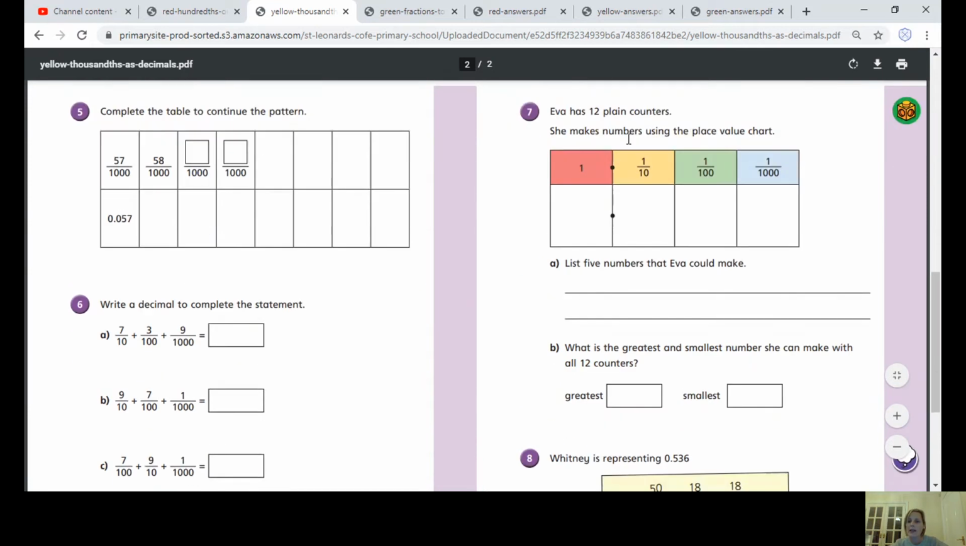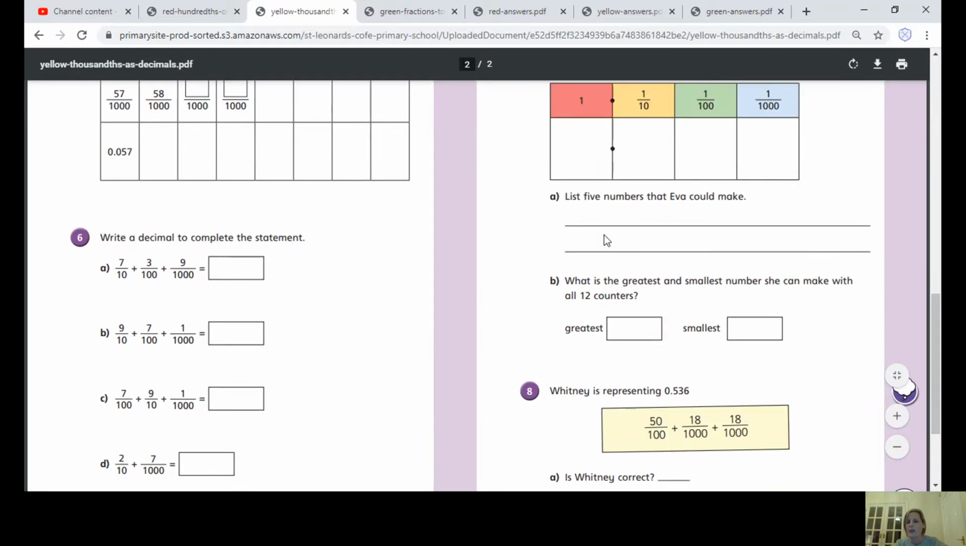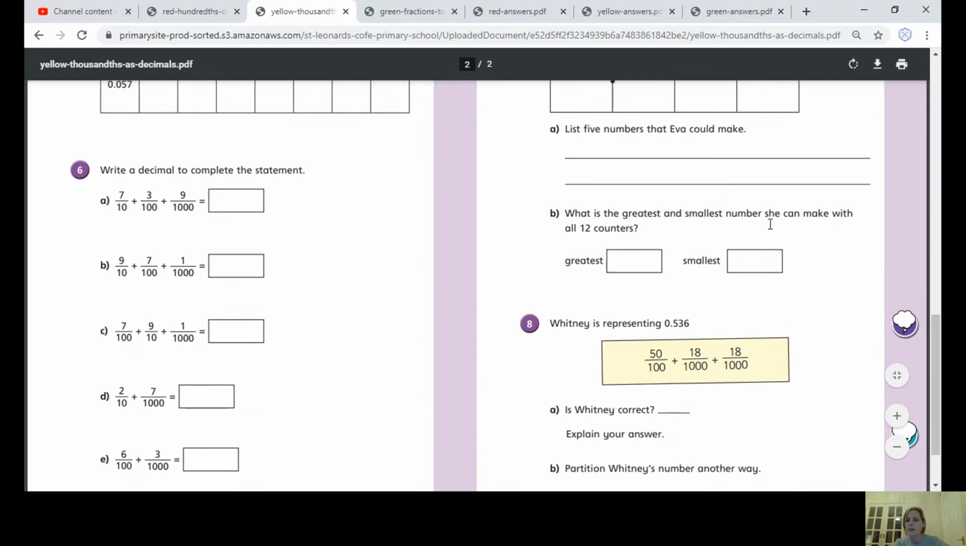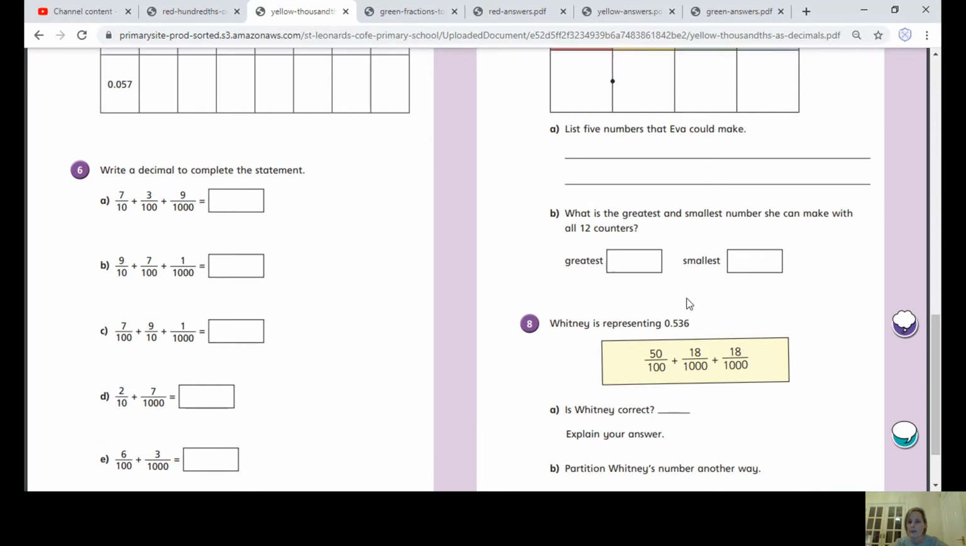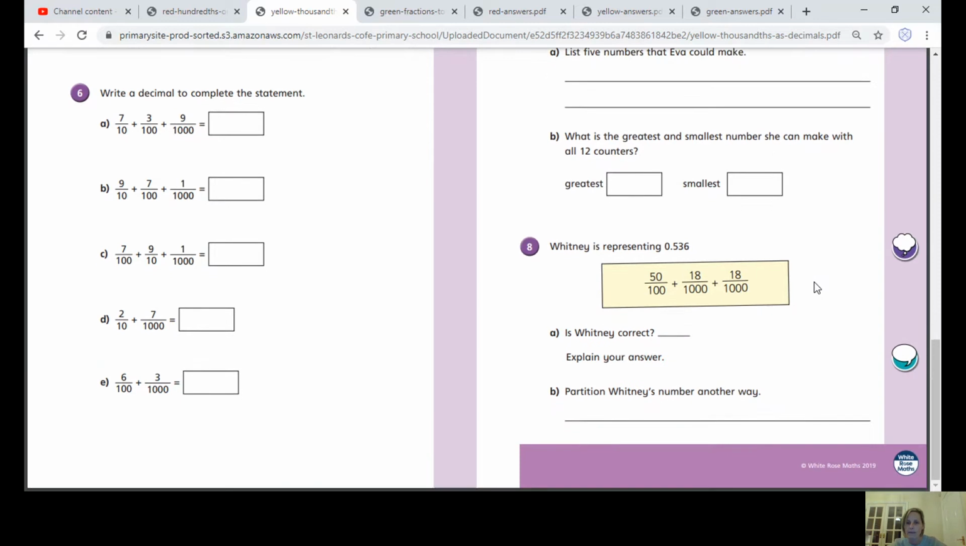Number 7, you need to put the counters into the chart. Okay, so Eva's got 12 plain counters. She makes a number using the place value chart. You're going to come up with 5 numbers that she could possibly make. What's the greatest and the smallest number she can make with all 12 counters? Okay, so you're all going to have different answers for that one.